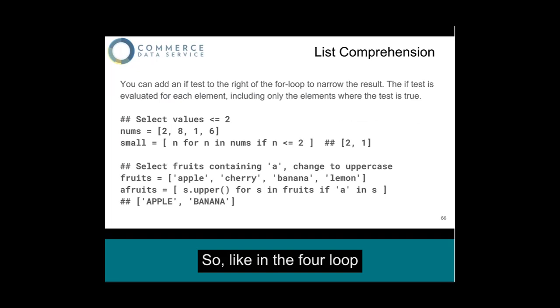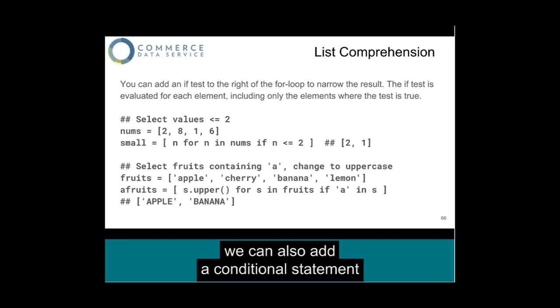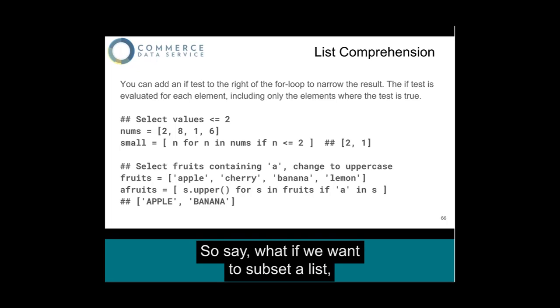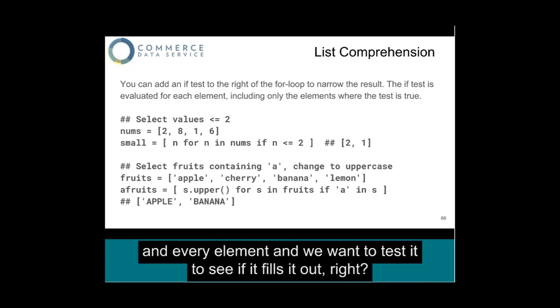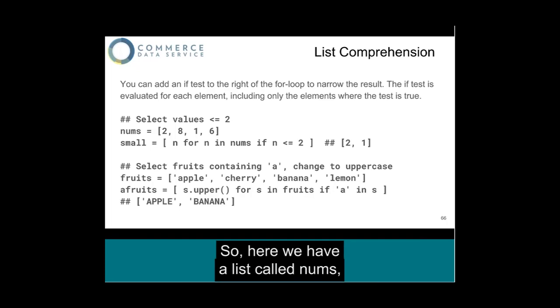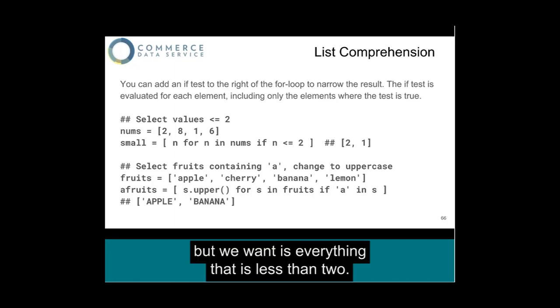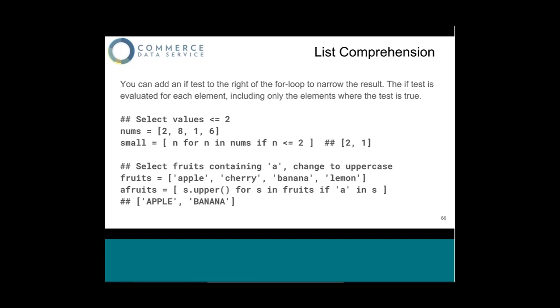Like in the for loop, we can also add a conditional statement, an if statement. Say we want to subset a list. We want to go through every element in the list and test it to see if it fulfills a condition. Say we have a list called nums, which is 2, 8, 1, and 6, but we want everything that's less than 2.